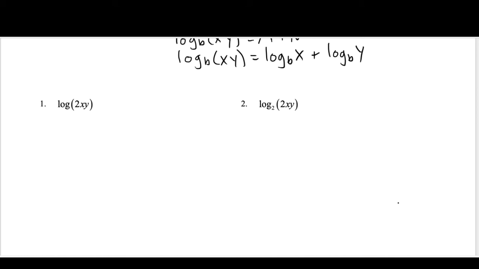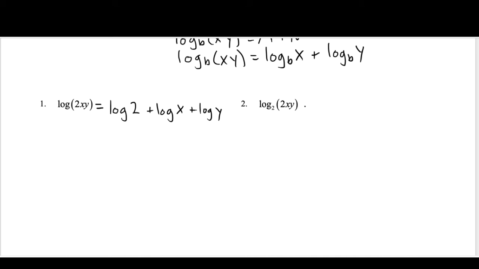So this first one, log 2xy, that could be written as log 2 plus log x plus log y. So the product property can be extended to the product of however many things are being multiplied together. In this case, I've got 3 quantities being multiplied together, so the resulting sum will involve 3 logarithms.